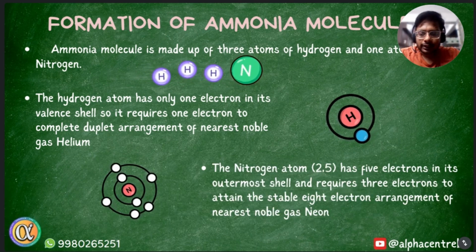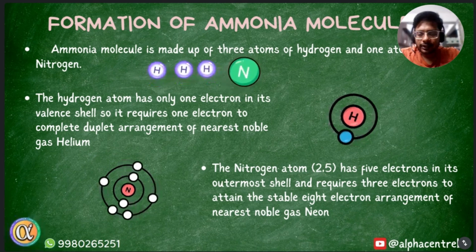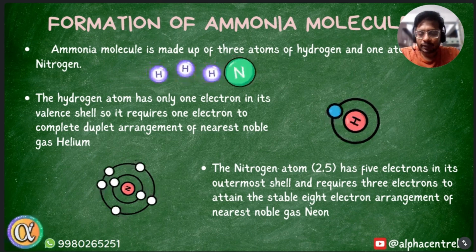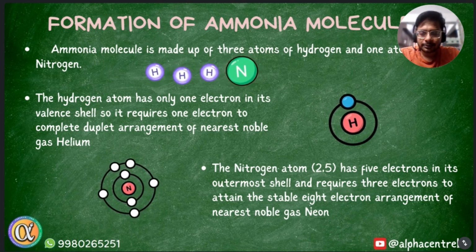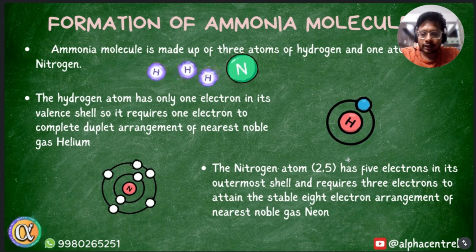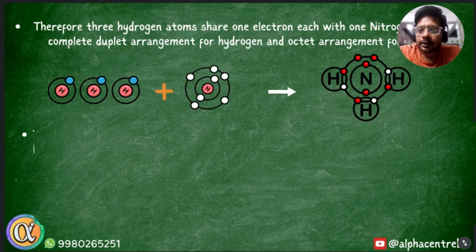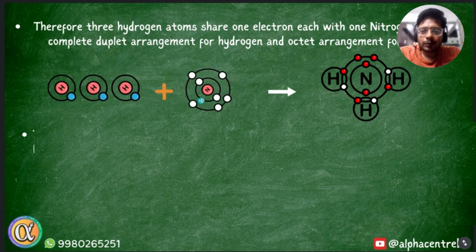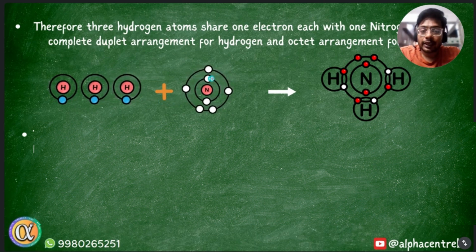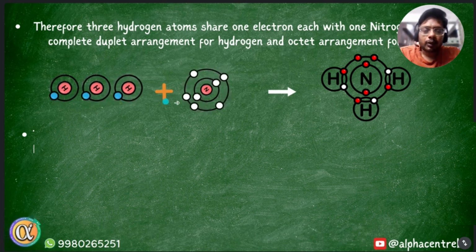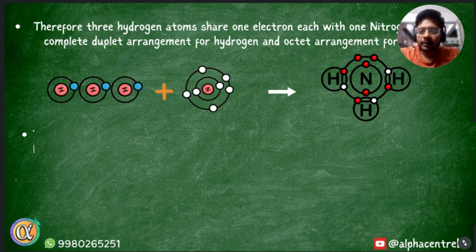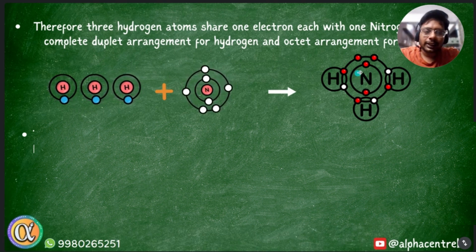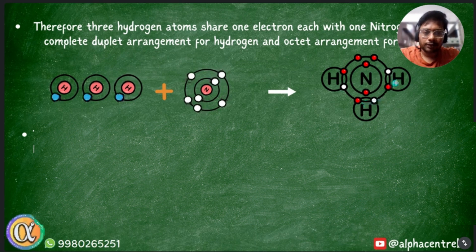While nitrogen, as you can see in the picture, has five electrons in the outermost shell and is looking for three more electrons to stabilize the electronic configuration, so that it can have an electronic configuration similar to neon. Therefore, you can see three hydrogen atoms combining, each sharing one electron with one nitrogen atom to complete the duplet arrangement for hydrogen and the octet arrangement for nitrogen. So you can see here nitrogen is sharing three electrons, one with each hydrogen.